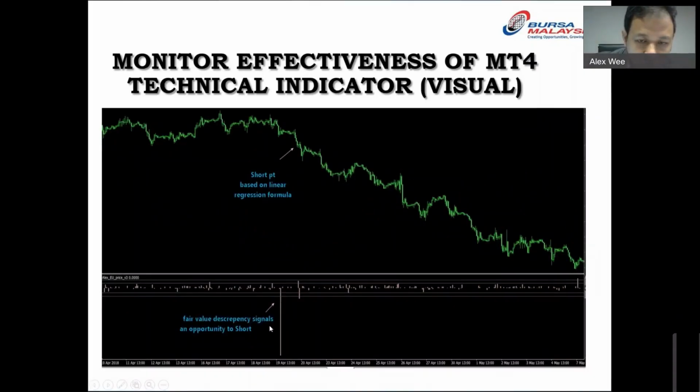The fair value discrepancy signals an opportunity to short. This could be FKLI, it can be FCPO. So you can see that, and the short point is based on the linear regression formula. You short here, or the system shorts here, and then you can go down and down. This will take about 2 to 8 weeks to play out the mini trend.